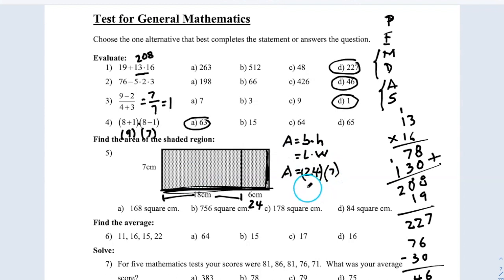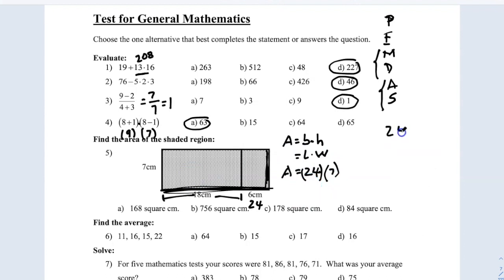So the area is going to be the base, which is 24, times the height, which is 7. All right, let's multiply that. 24 times 7. 7 times 4 is 28. I carry 2. 7 times 2 is 14, and 2 is 16. So the complete area is 168. We come over here and it's A, square centimeters. Why square? Because this is an area, so square units.